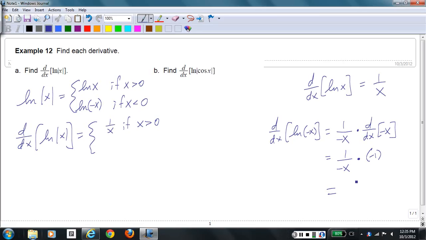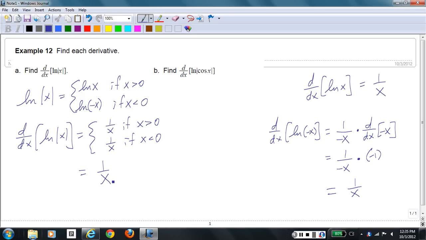1 over x. So here's the thing. If x is positive, the derivative of the natural log of the absolute value of x is 1 over x. And if x is negative, the derivative of the natural log of the absolute value of x is 1 over x. So as long as x is not 0, in which case it's undefined, the derivative of the natural log of the absolute value of x is 1 over x. So we could simply say this equals 1 over x. And we don't have to say provided x is not 0, because this expression is undefined if x is 0.